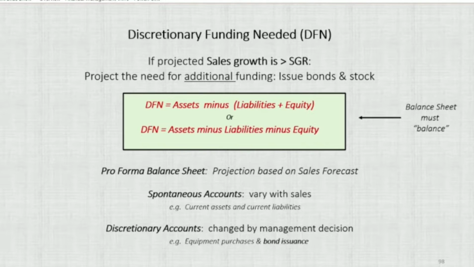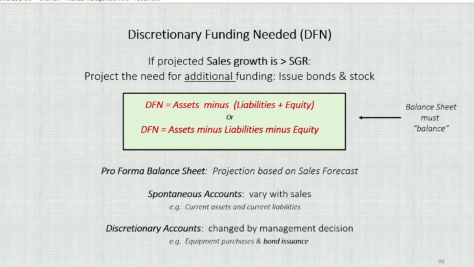Now, there are two different types of accounts that are part of this pro forma balance sheet. First, we have spontaneous accounts. Those are accounts whose dollar values increase and decrease with sales. So what we were talking about is current assets and current liabilities. Remember, before we referred to these as operating assets and operating liabilities because their balances tend to increase and decrease with the level of production and sales.